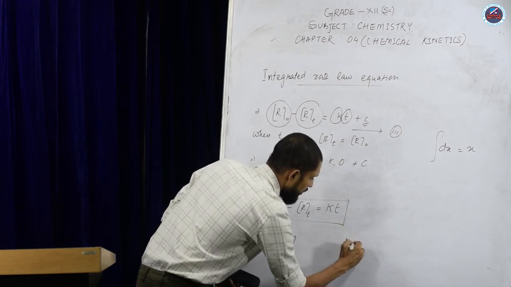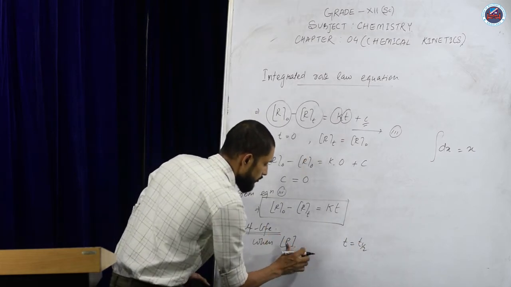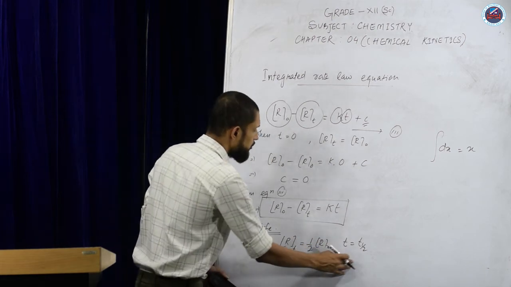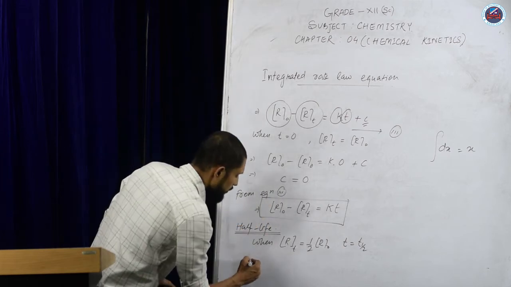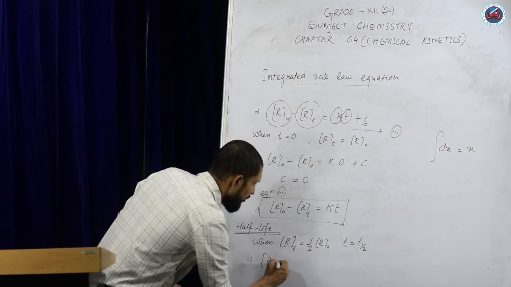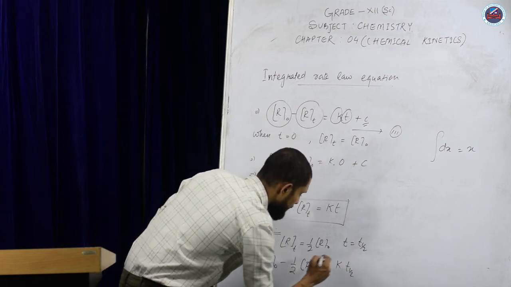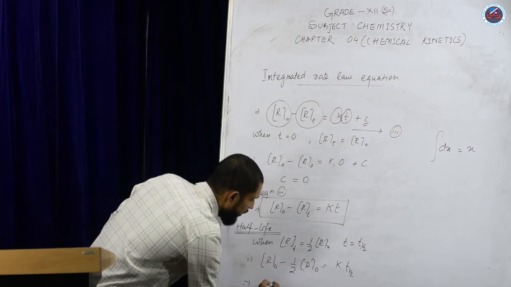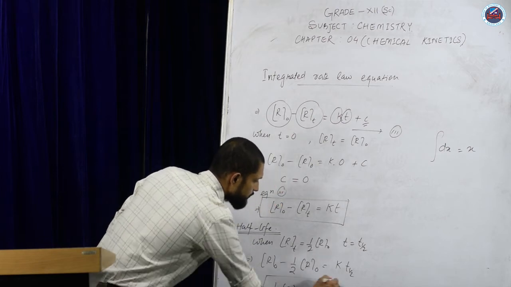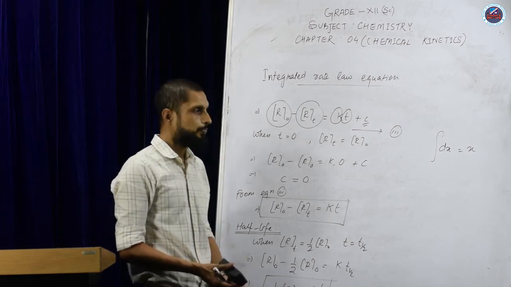So half-life: when time t is equal to t half, that is the half-life time, R0, then Rt is half of R0. If you substitute this in the integrated rate law equation for zero order, we'll get R0 minus half of R0 equal to K t half, which implies R0 minus half of R0, which is half R0, is equal to K t half. So this is the half-life equation for zero order reaction.